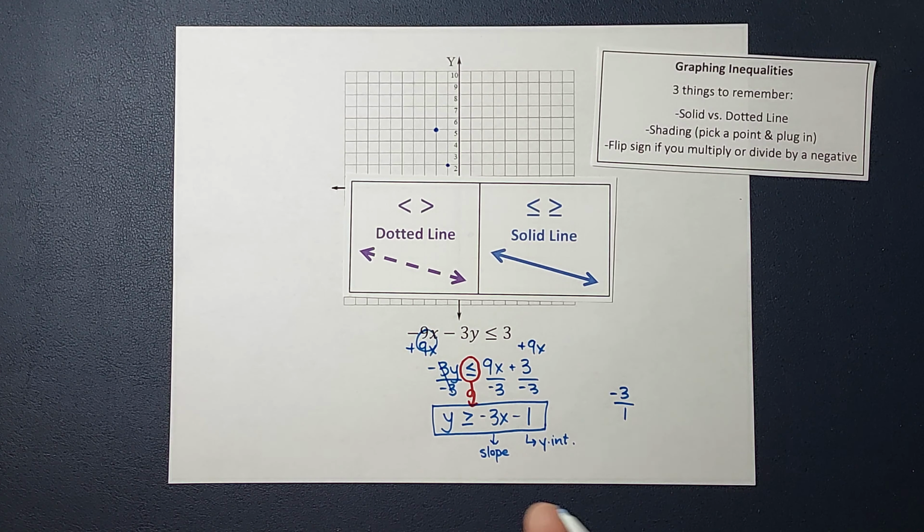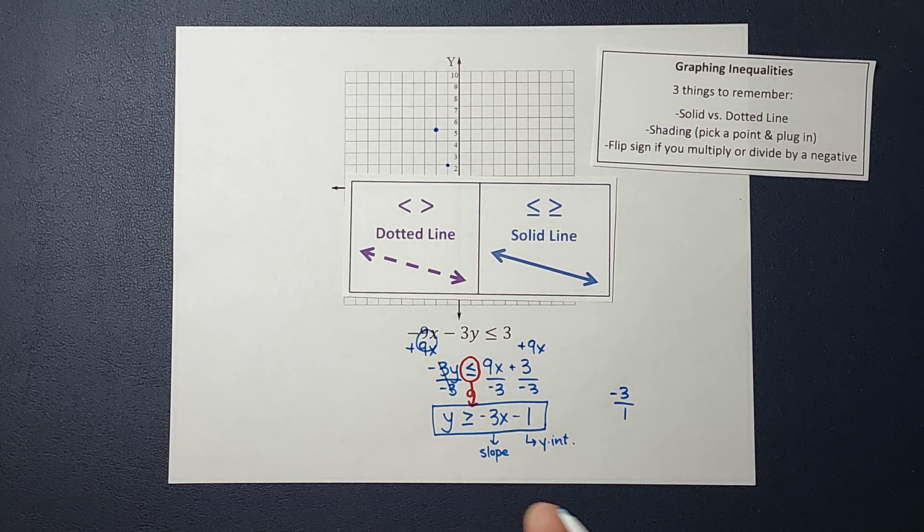Last step is shading. Because this is an inequality, I have a lot of answers. My answers are either all of the ordered pairs along this line and on this side, or all the ordered pairs along this line and on this side. How do we know which side it is? We are going to pick a point, any point we want, as long as it's not along this line. Any point we want, we can pick and plug in.